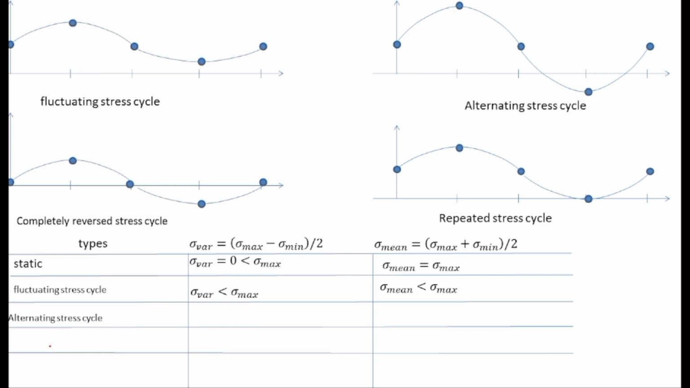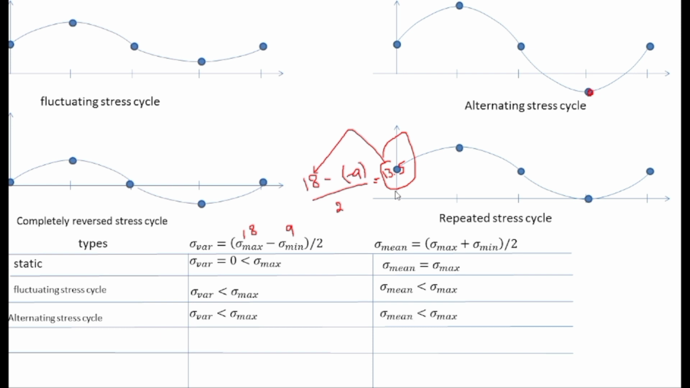In order to understand it, let's take values. Let's say sigma max is 18, and sigma minimum is 9. So 18 minus minus 9, because sigma minimum is minus 9, divided by 2, that will give you 27 divided by 2, that will give you 13.5. And you can see that this 13.5 is less than this 18, which was the sigma max. So for the alternating, sigma variable will be less than sigma max.